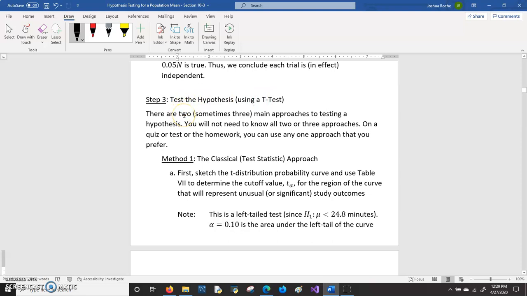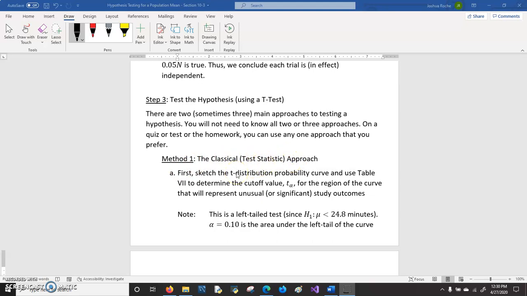There are 2 or sometimes 3 approaches to testing any hypothesis, but remember that you won't need to know all 2 or 3 approaches to testing hypotheses. On a quiz or test or the homework, you can use any one approach that you prefer. So one approach is the classical approach, or the test statistic approach.